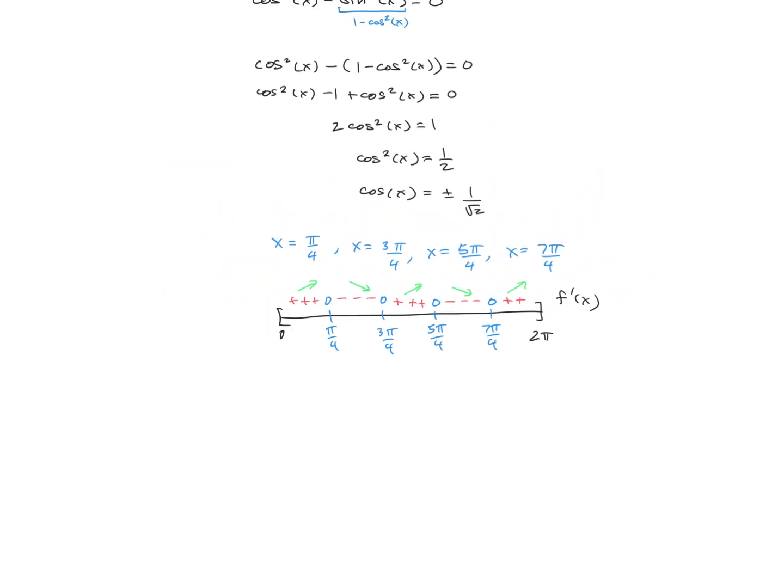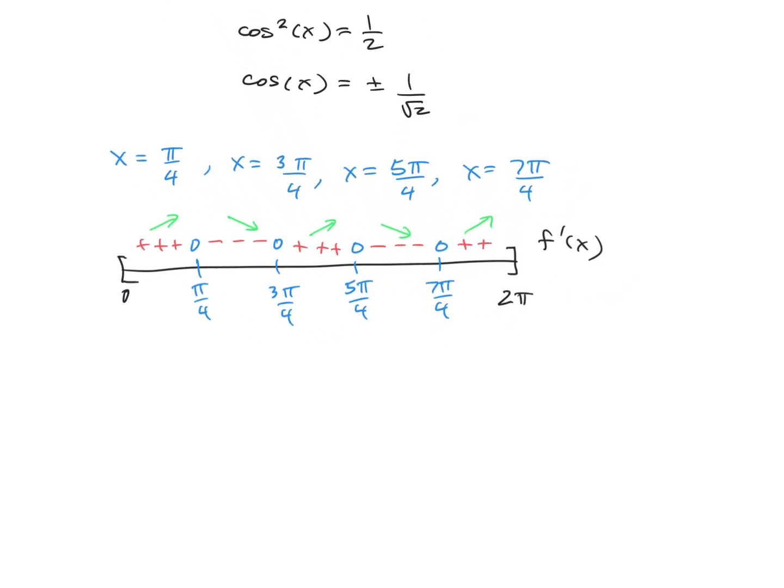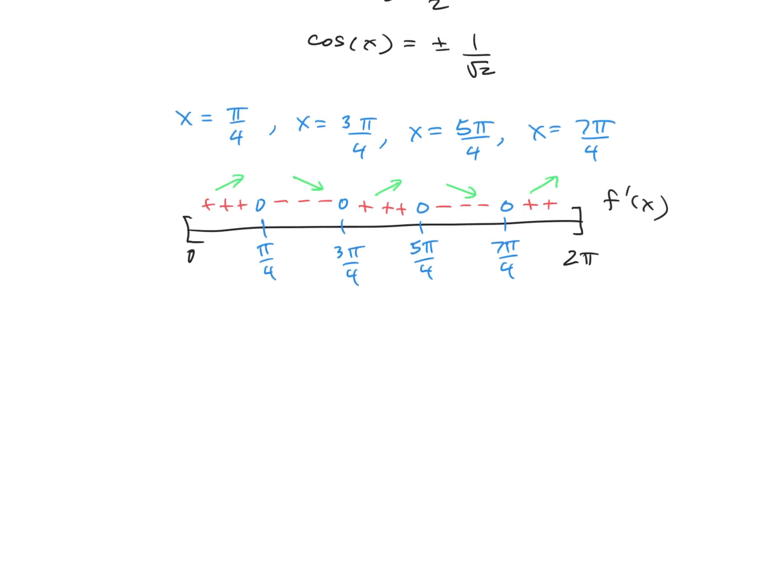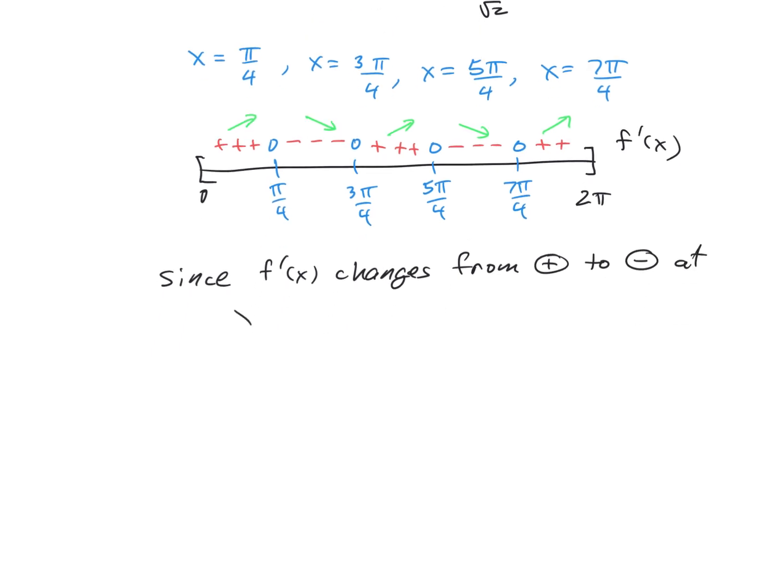But again, the goal of this problem was not to find the intervals of increasing and decreasing. Instead, it was to find our relative max and mins. So we can actually answer this question with just two clauses, and we can say that since f prime of x changes from, we'll start with the left to right, from positive to negative at x equals pi over 4 and x equals 5 pi over 4.